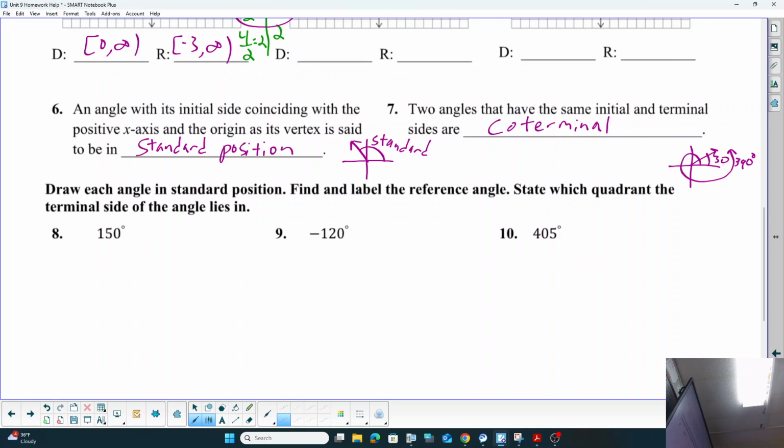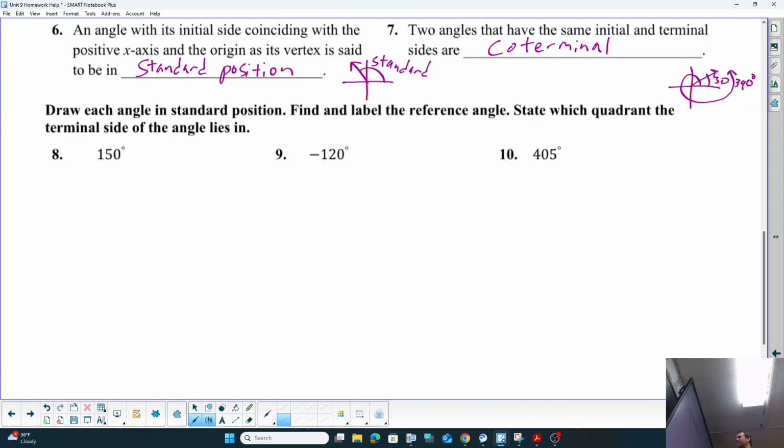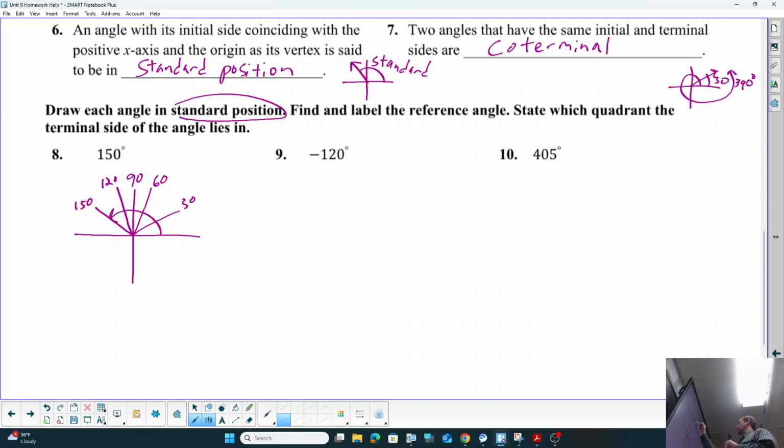Okay, draw each angle in standard position. Find and label the reference angle. Say which quadrant the terminal side lies in. Not too bad. So we're going to go ahead and draw here. We have 30, 60, 90, 120, 150. There it is. Going by 30s. Okay, so that's the standard position for 150 right there.